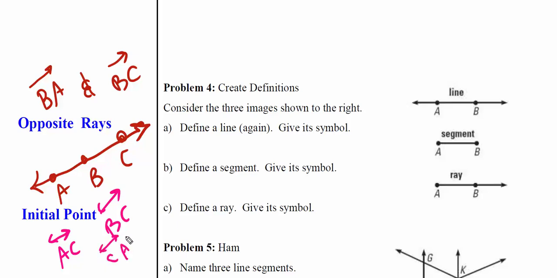We could also name it... We did BC already, right? We could also name it AB if we wanted to. So be aware, there's many ways we could name the same line.